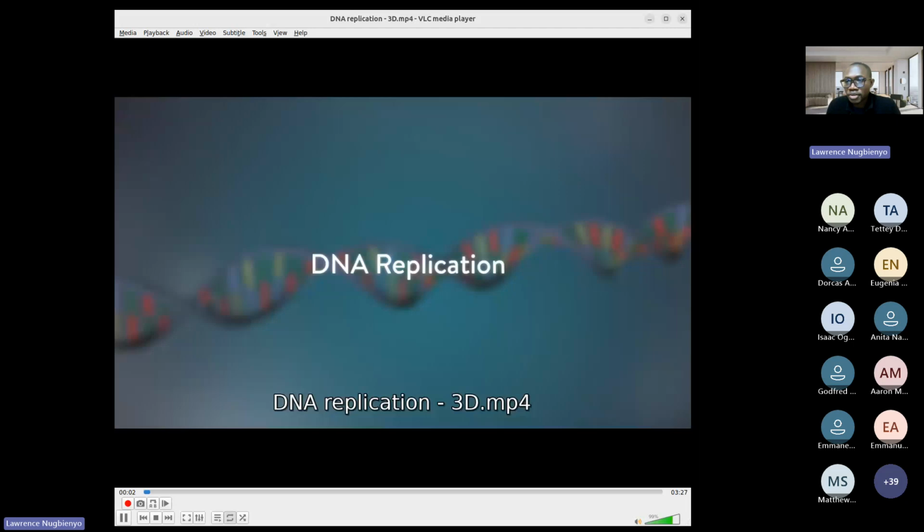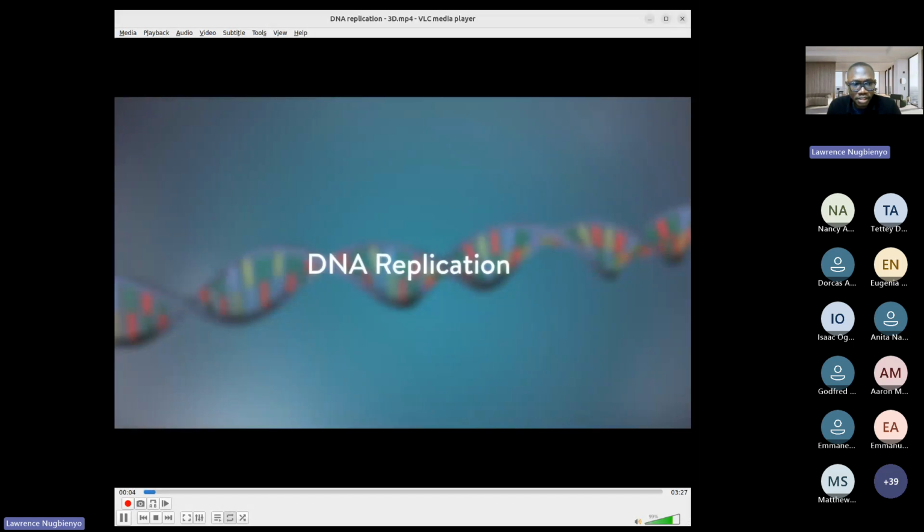Okay, so that was DNA replication that we have seen in an animation. So we will continue to look at the process of DNA replication on a slide.